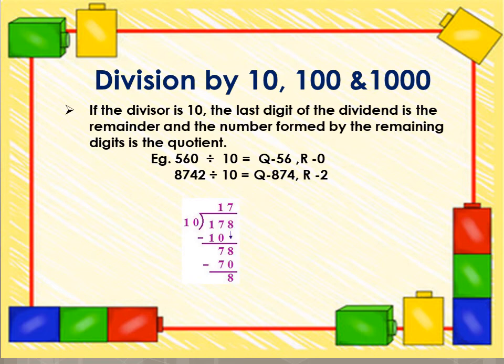See in this example, 178 divided by 10. 10 ones are 10, subtracted, 7 is the difference, taken 8 down, 78. 10 sevens are 70, 8 is the difference, that is the remainder, because there is no other digit that we can take down. So 17 is the quotient and 8 is the remainder.